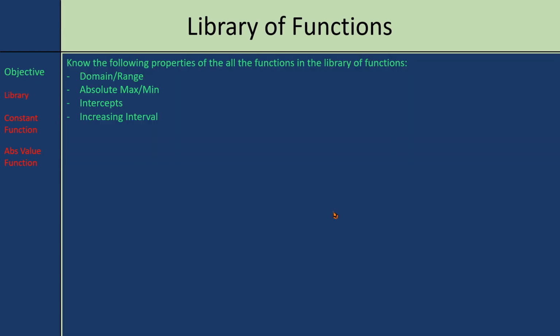Okay, so today we are talking about the library of functions, which is a set of functions that you guys really need to know and basically commit to memory. So the objective is to know the properties of all the functions in the library of functions. And the properties are to know their domain and range, know the absolute maximum and minimum, find their intercepts and their increasing/decreasing interval.